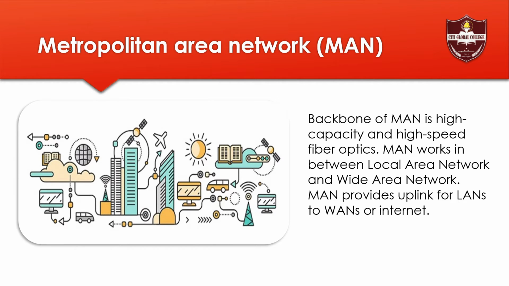So basically, the Metropolitan Area Network is the bigger version of the LAN and normally uses similar technology. It might cover a group of nearby corporate offices or a city and might be either private or public. The backbone of the MAN is high capacity and high speed fiber optics. MAN works in between local area networks and wide area networks. And also, the Metropolitan Area Network is an uplink for LANs to WANs or the Internet.